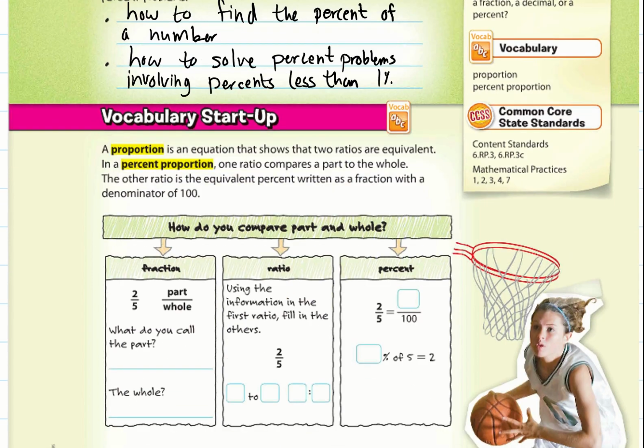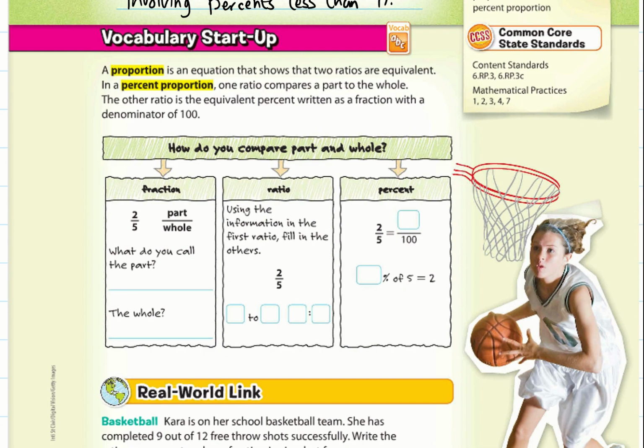So this is actually going to be very important because this is going to be a huge factor in whether you understand the lesson or not. This is vocabulary startup. A proportion is an equation that shows two ratios are equivalent. In a percent proportion, one ratio compares a part to the whole, the other ratio is the equivalent percent written as a fraction with a denominator of 100.